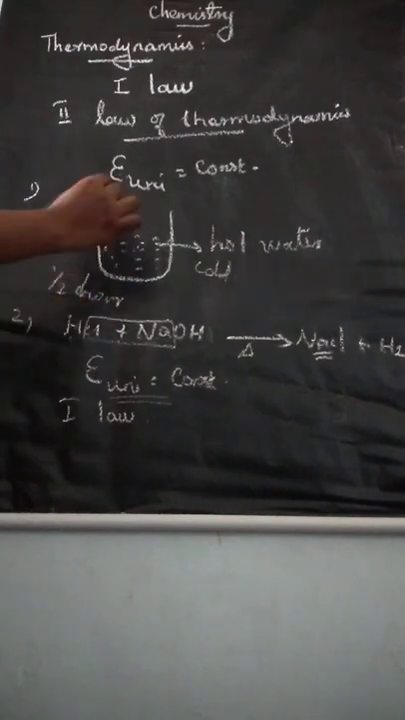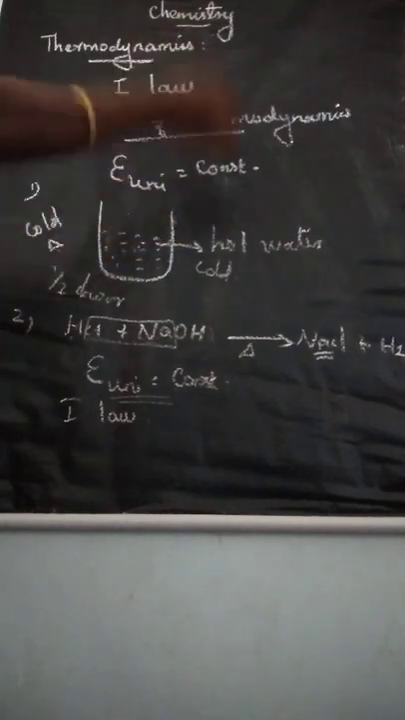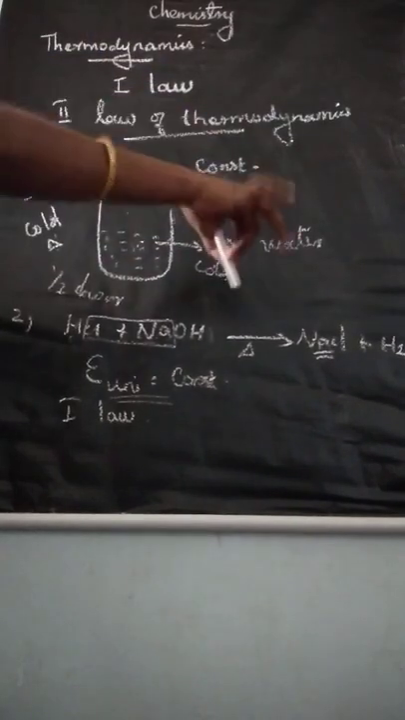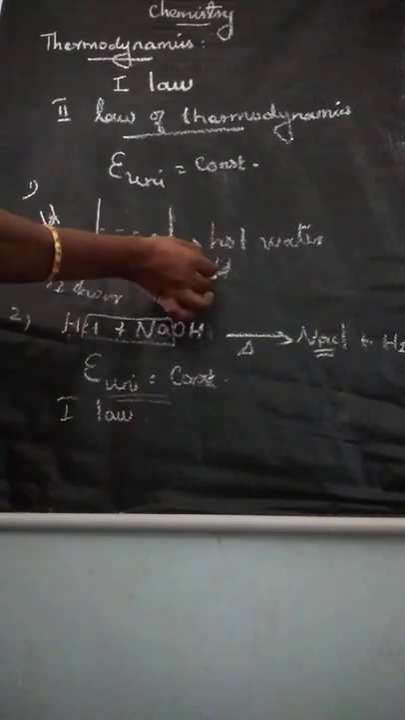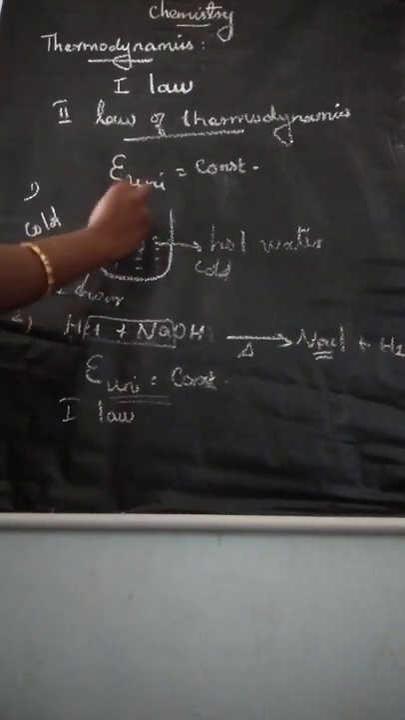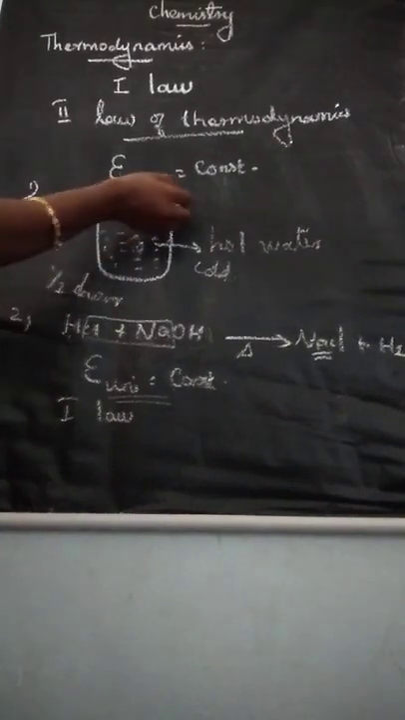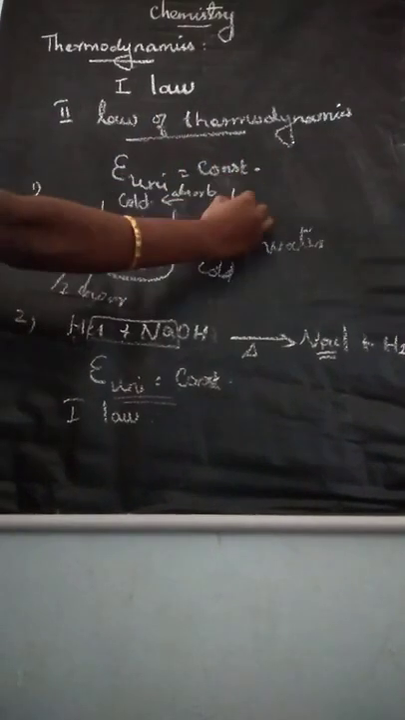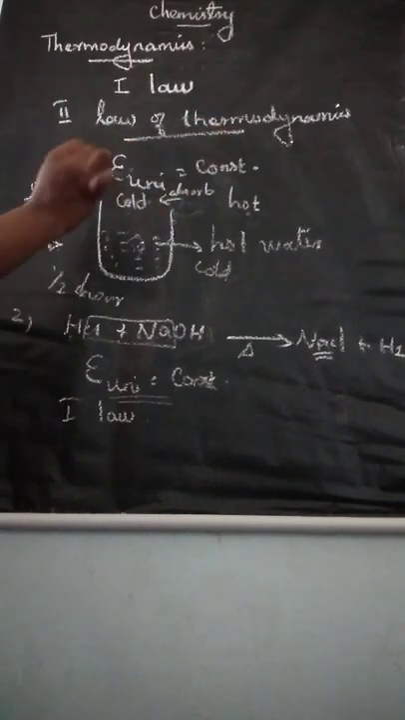First example, you take a glass of hot water. It becomes cold because it loses heat energy. First we took hot water, isn't it? How did we get this hot water? From cold water, which absorbed heat energy to form hot water. So here we are saying the energy of the universe is constant.